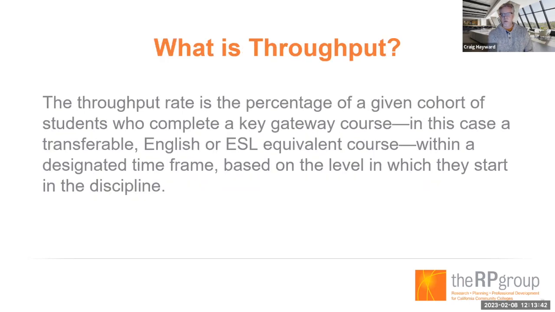So I've mentioned throughput a bunch of times. It's still a relatively new word. I imagine most of you on the webinar are familiar with it at this point, but just to level set, the throughput rate is the percentage of a given cohort of students, usually students who start at the same time or begin the sequence at the same time, who complete that key gateway course. So in this case, it's transferable English composition within a designated time frame.